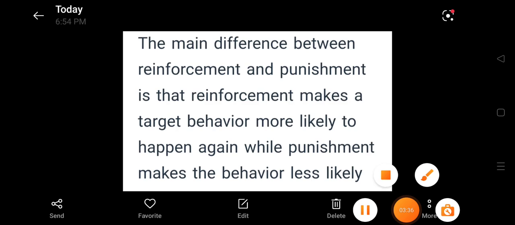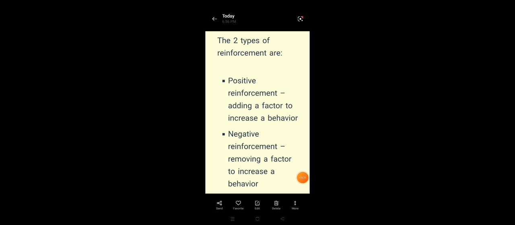Okay, so let's talk here about the two types of reinforcement. We are having here positive reinforcement and negative reinforcement. In both, I'm trying to increase a certain behavior. Reinforcement increases certain behavior. Don't forget. In positive reinforcement, I am adding a factor. Okay, focus as much as you can here.